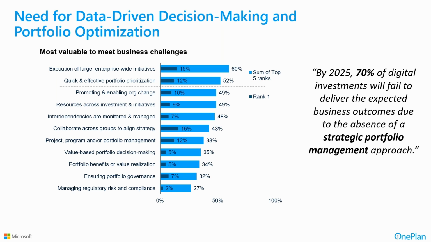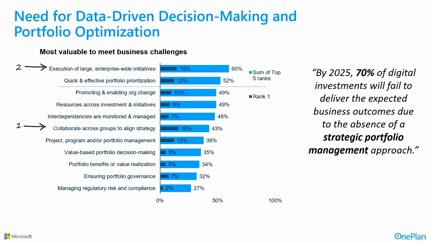Now, when surveyed by Gartner, if we look at the bar charts here about the most valuable things that can happen to meet these business challenges, the light blue bars represent what percentage put these things in their top 5 challenges to meet, and then the dark blue bars represent what percentage made it their #1 choice. So we focus on the dark blue bars. Collaborating across groups to align strategy, getting all the different segments of the organization rowing in the same direction, was considered #1.